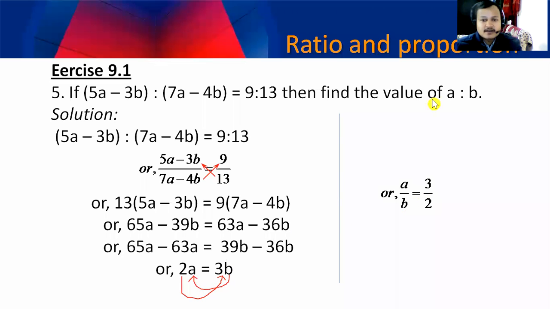And this is our required ratio. A is to B is equal to 3 is to 2. If you have any confusion, you may ask me now. No, sir. Okay. If there is no problem, let's move to the next question of the same exercise, exercise 9.1.